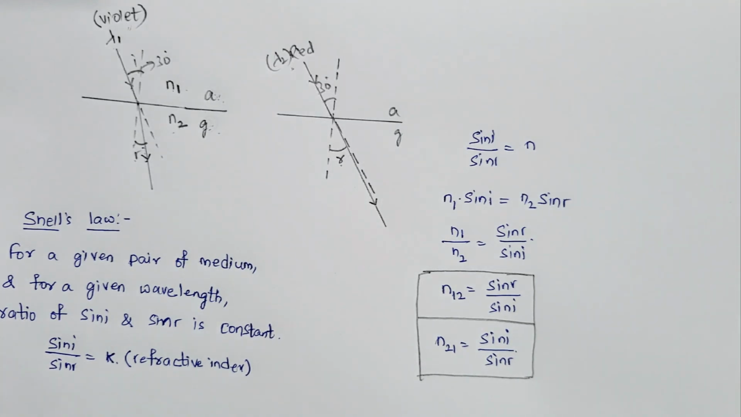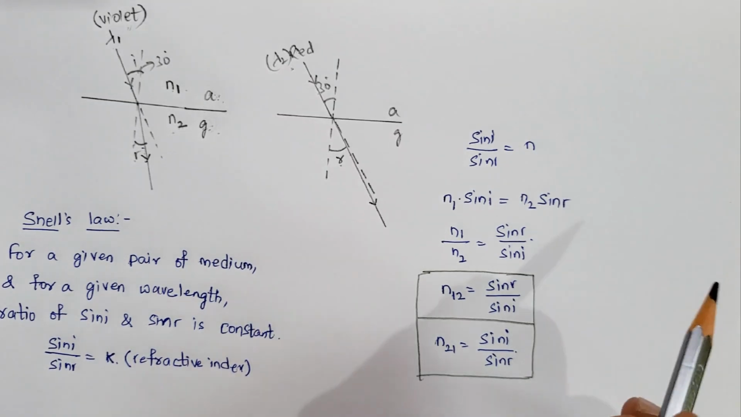divided by sin i. Okay, so this is how we get the formula of n is equal to sin i divided by sin r, or n12 is equal to sin r divided by sin i. Now, how will the questions be formed?